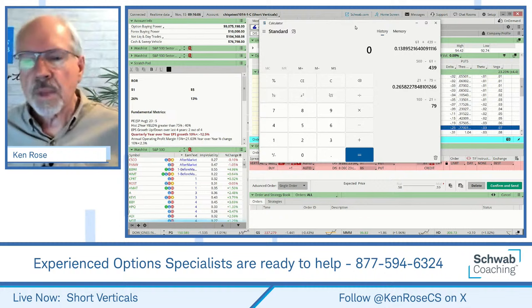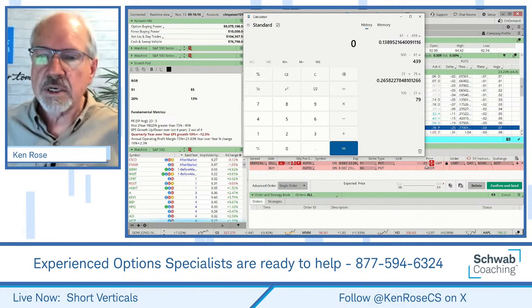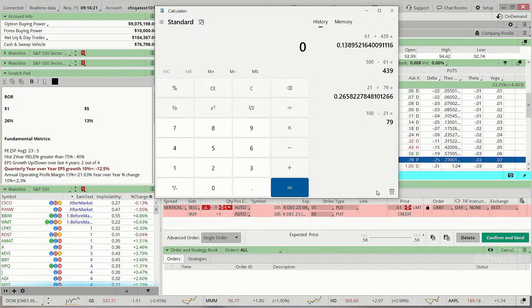Okay. So to do that, here's our 61 credit. I just want to make a couple of notes here. I want to jot down our risk on this, which was 439. So we're going to take our credit of 61 and subtract from that $2.40 for transaction fees, and that gives us a net credit of $58.60.